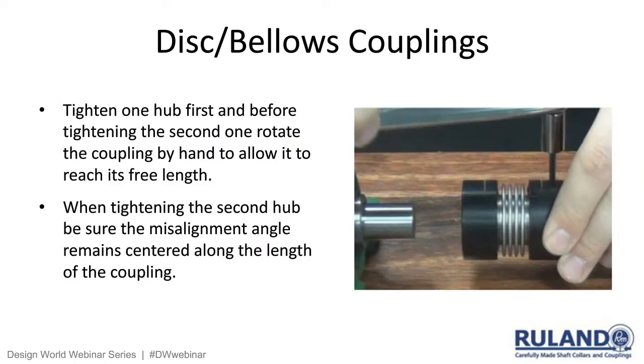Disc or bellows coupling, again, this is another one that it's critical that you install it not compressed, not extended, but at the proper length. Tighten one hub first before tightening the second one. Rotate the coupling by hand to allow it to reach its free length, and then tighten the second hub.